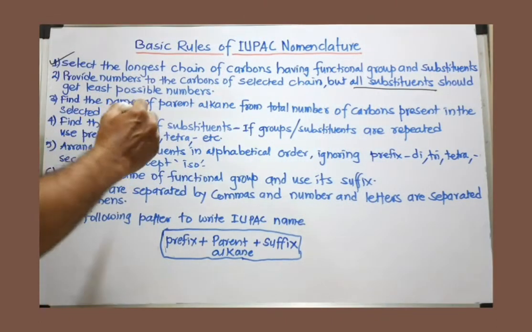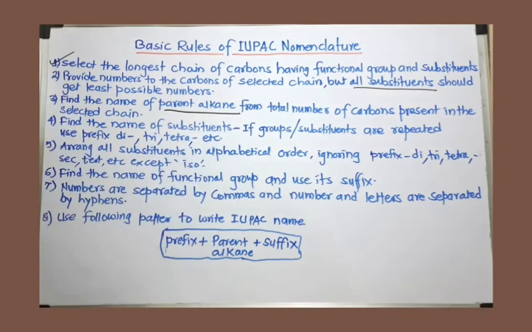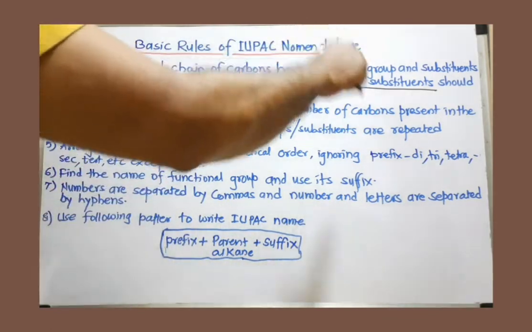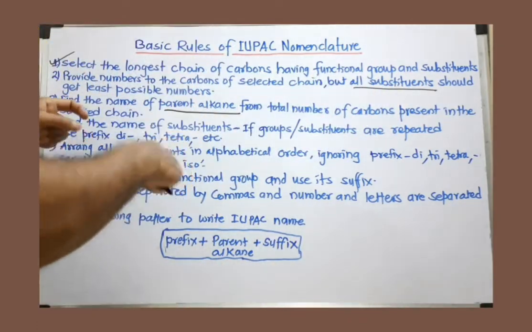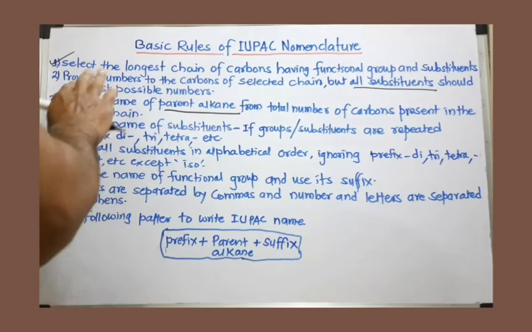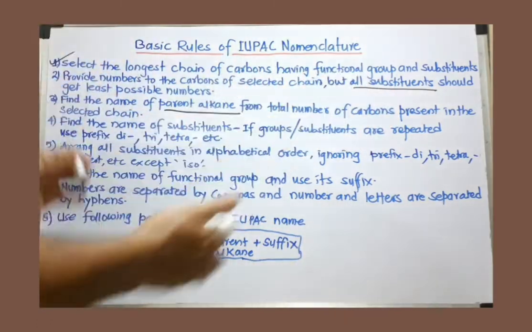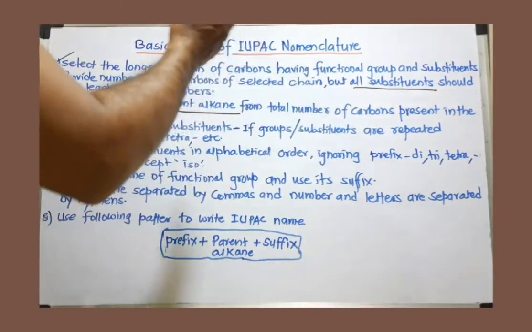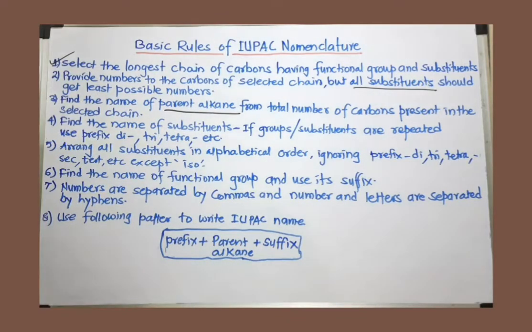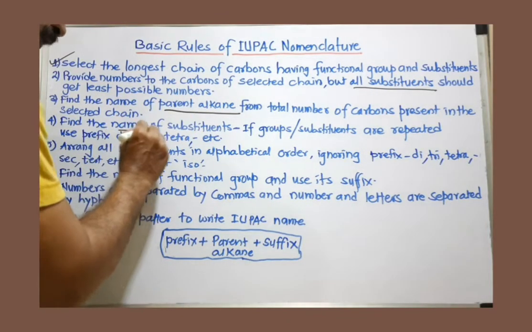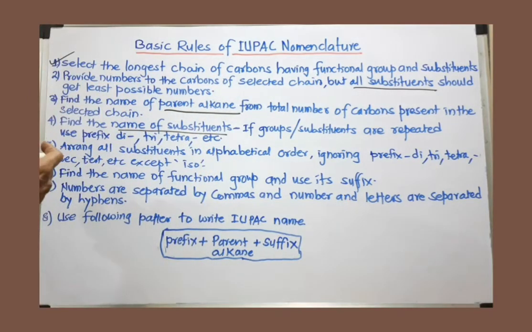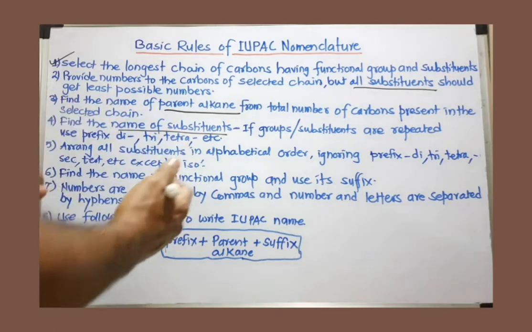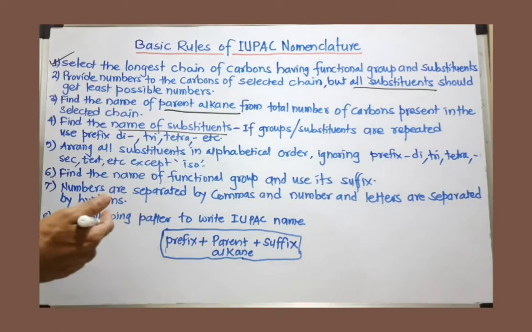After that, find the name of the parent alkane. That is very simple. Whatever longest chain you have selected, you count the number of carbons, and from that number you can find its parent alkane. For example, if 5 carbons are there, the parent alkane is pentane. If 6 carbons are there, the parent alkane is hexane. After that, find the names of the substituents. You have to write the names of all substituents separately with their locant numbers. Locant number means at which carbon they are present. Along with their numbers, you have to write them separately.